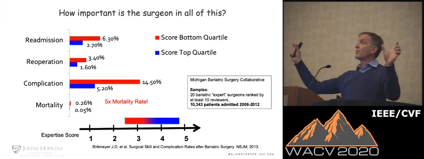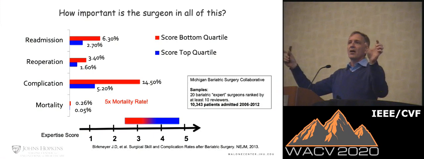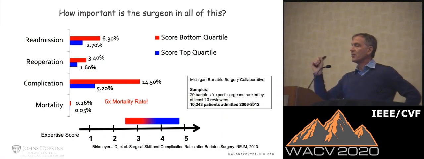What they did is they took the top quartile and the bottom quartile, and they said, okay, how much did our assessment of what the surgeon is doing affect outcomes of the patient? And so you can see readmission rates 2 to 3 times higher, reoperation rates 2 to 3 times higher, complication rates 3 times higher, mortality rate 5 times higher. Small, but still 5 times higher. So the surgeon plays a huge role in all of this.